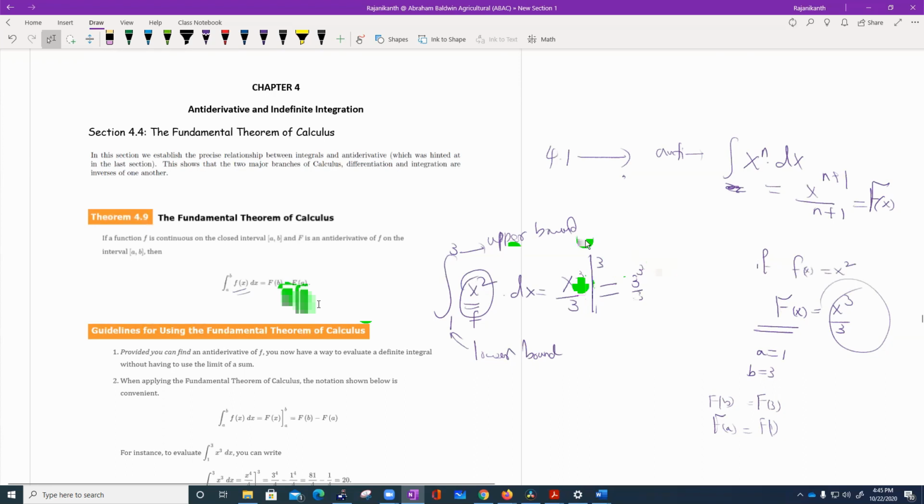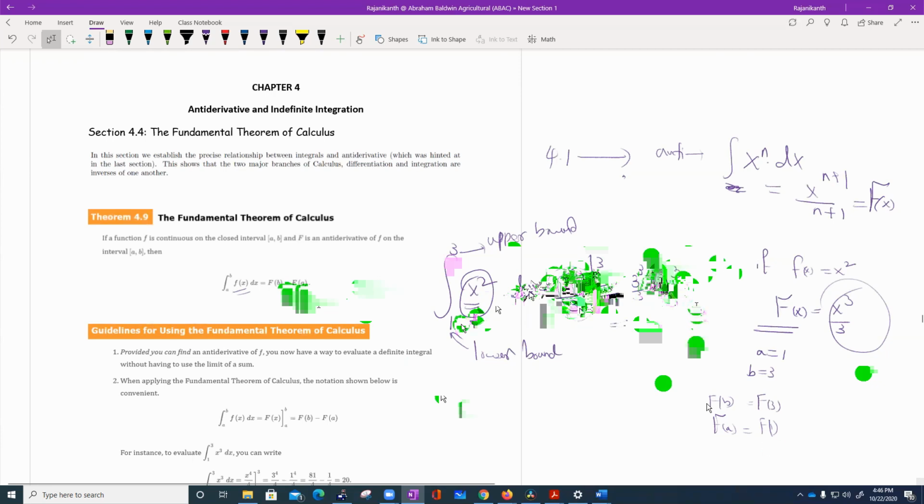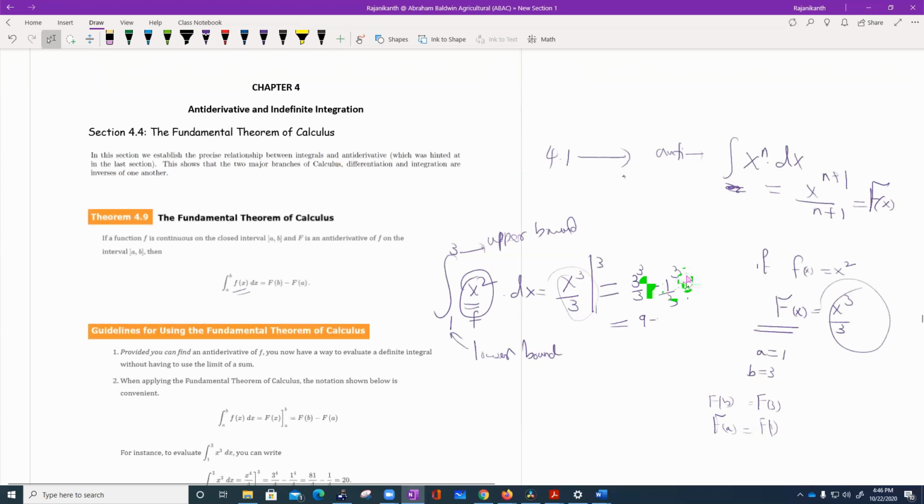Then subtract, again plugging the lower bound of the given problem into your antiderivative. The lower bound is 1. Plugging 1 into your function gives the second term. So twice you plug values into the same function, and you get two numbers. Just simplify. That is your answer. So 3 to the power 3 over 3 is 9, minus 1 cubed, which is 1, over 3. So the answer is 9 minus 1 over 3.